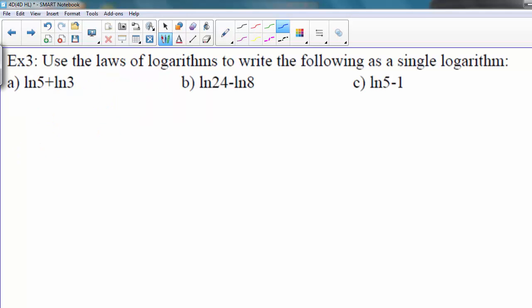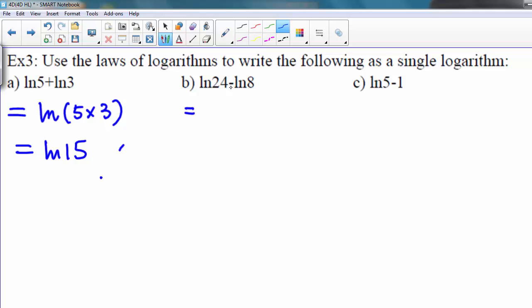Let's use the natural logarithm laws to write the following as a single logarithm. Ln 5 plus ln 3. Adding between these two logs, we know we can multiply the arguments and put them under one log symbol, which is ln. So 5 times 3, this is just ln 15.